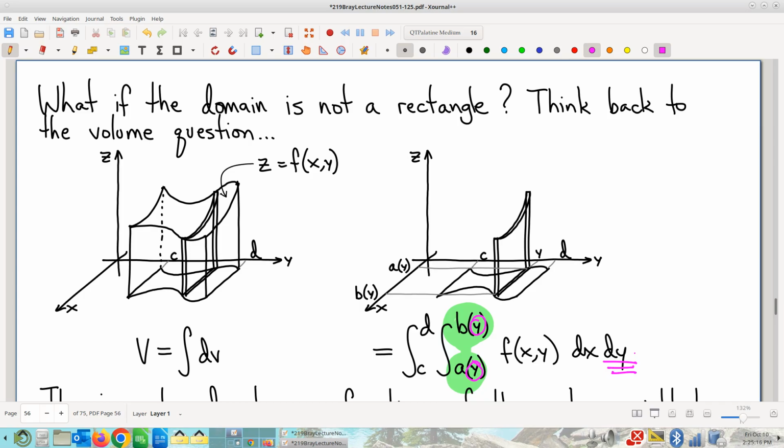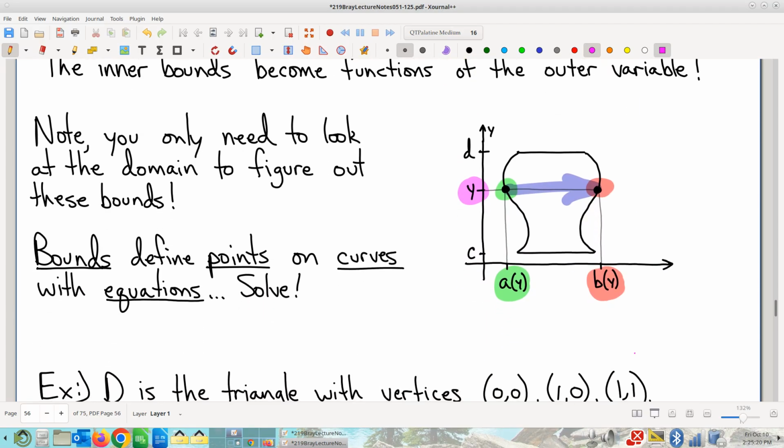It is what it is. If you only need to figure out the bounds, they are entirely determined by the domain. So you don't need to draw the big picture. You can just draw the domain itself. And we argued as follows, that the outside bounds are usually pretty straightforward.